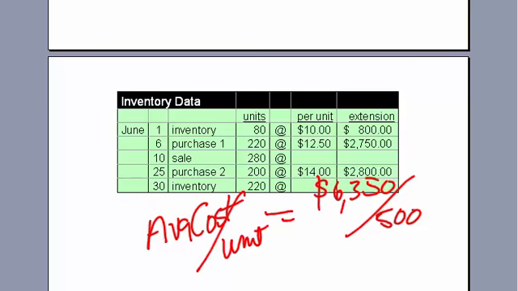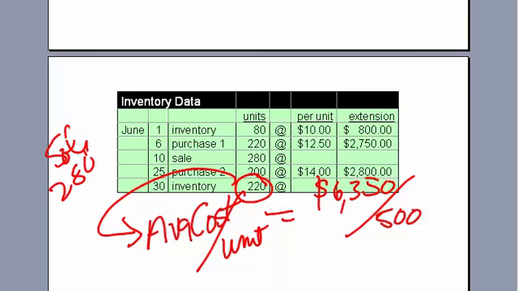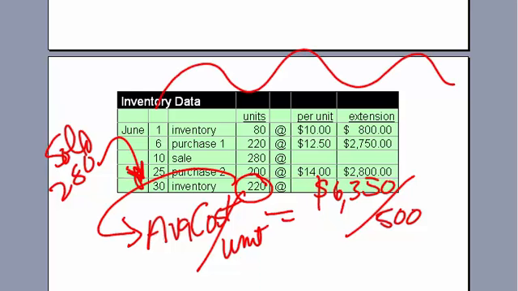Then we simply say, okay, we have 220 units in inventory times this average cost. That's going to be our ending inventory. We sold 280, so we sold 280 times that average cost, then that's going to be our cost of goods sold. This method is used when you have a very roller coaster effect in your prices, and it's going to even it out because you're doing an average.